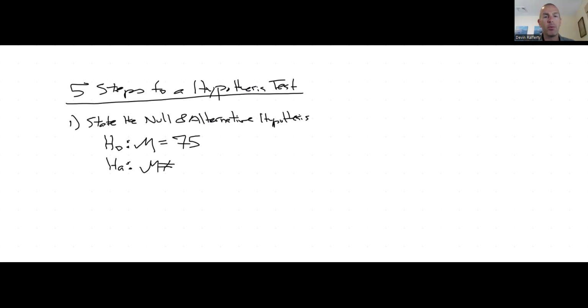So again, step one from the top, state the null and the alternative hypothesis. Well, what I want to know is, will Home Depot be $75 at the end of the day? So if my equal sign is in the null, my alternative hypothesis has a not equal to sign. Mu not equal to $75.